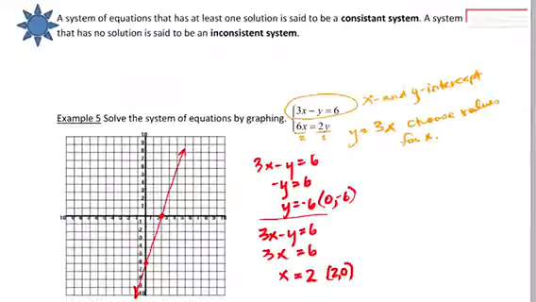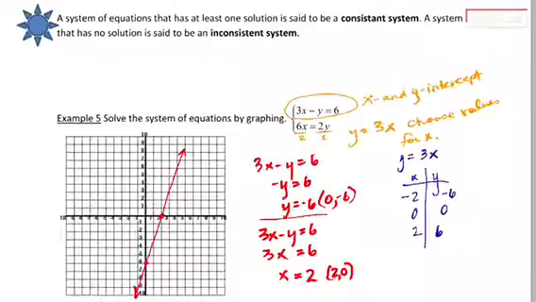The next line that I'll graph is 6x equals 2y, and I've already solved for y. I have y equals 3x. So I'm just going to use a table. And I'm going to put in negative 2, 0, and 2 for x. And I get out negative 6, 0, and 6. So I have the point (negative 2, negative 6). And then (0, 0). And then (2, 6).